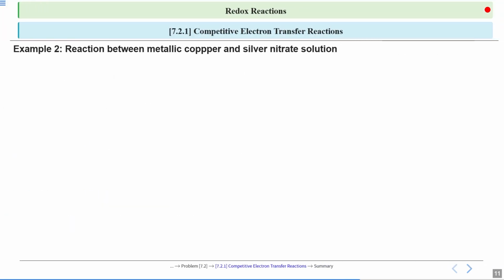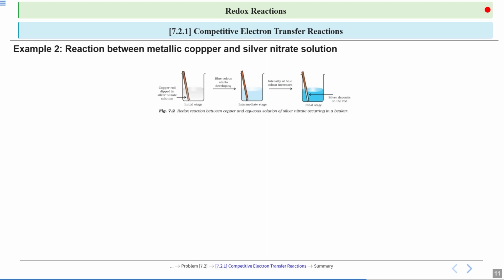Now, let's consider another example to understand competitive electron transfer reactions. The example is the reaction between metallic copper and silver nitrate solution. Now we are taking a rod of copper. Previously there was copper nitrate solution and a zinc rod, but now we have taken the copper rod and the solution is of silver nitrate.